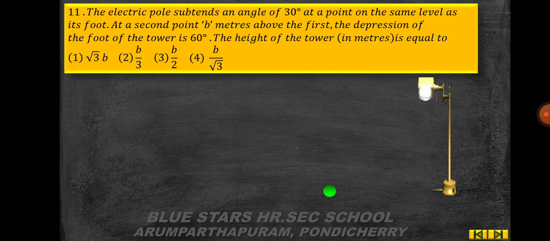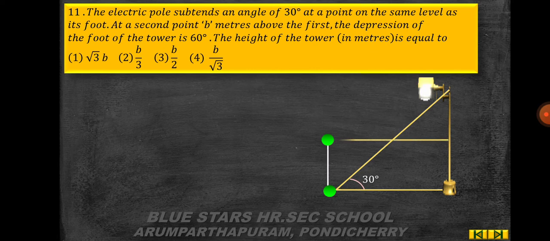So the electric pole is standing and at a point on its foot, we just join the points of the electric pole to the foot, and you get a right angle triangle. The angle is 30 degree, and at the second point, B meters. Then join the first point to the second point. Mark the points as A, B, C, D. The distance from the first point to the second point is B. Then join the line from B to D. That angle is 60 degree. So corresponding angles are equal. So 60 degree.